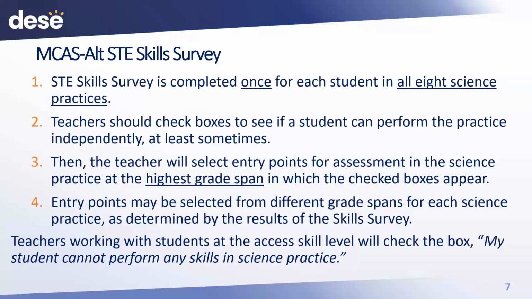And as you check these off, and I'll show you an example in a moment, there is a different grade span. So say you're doing grade 8, so your grade span would be 6 to 8. In some areas, your student may be able to do something in 6 to 8, but in other practices, they may be down at 3 to 5 or even the K to 2. So it depends on the skill, the practice that you're looking at, and it depends on your student's level. So you're always going to try for the highest grade span, but it's going to be okay if you have different grade spans as a result of the skill survey.